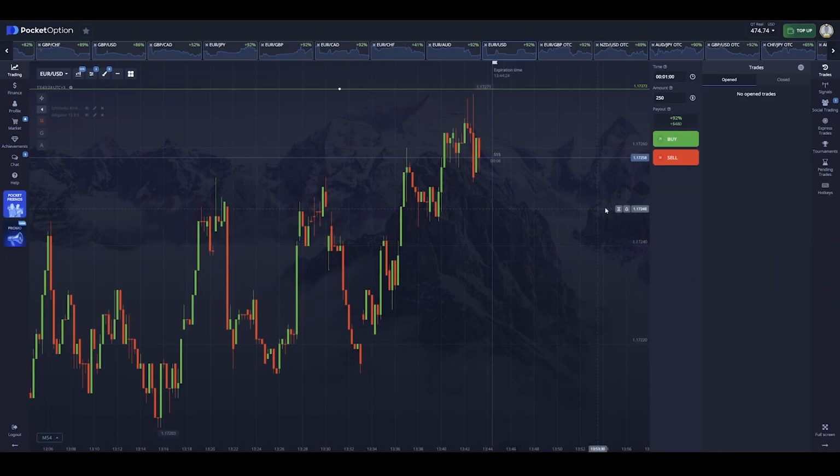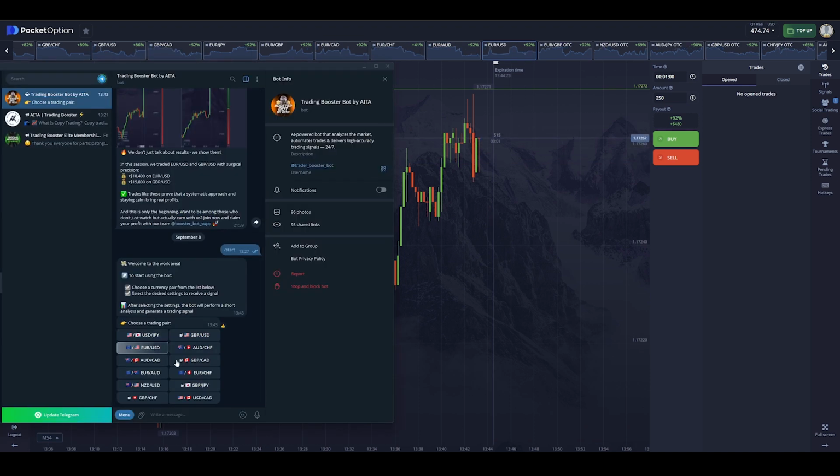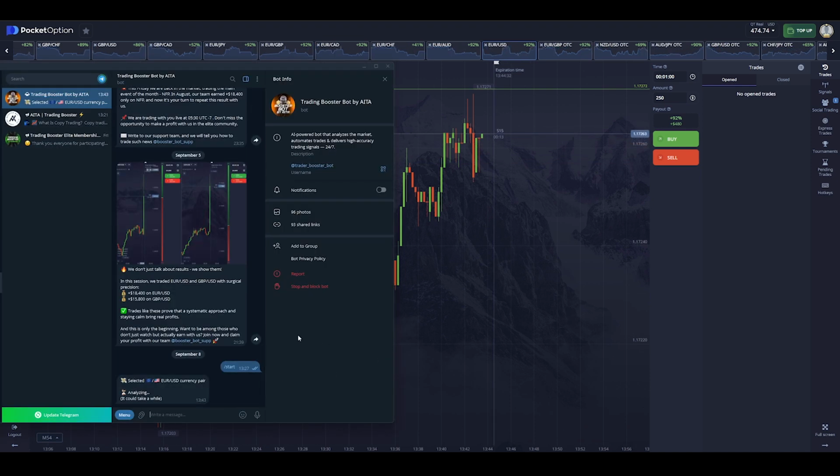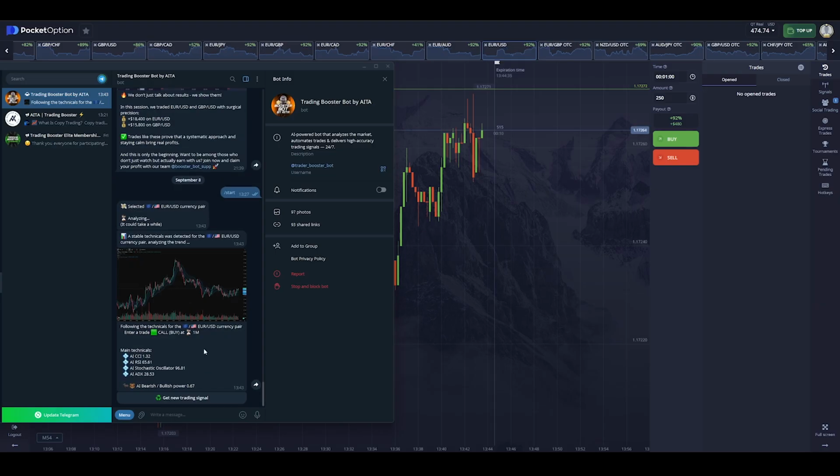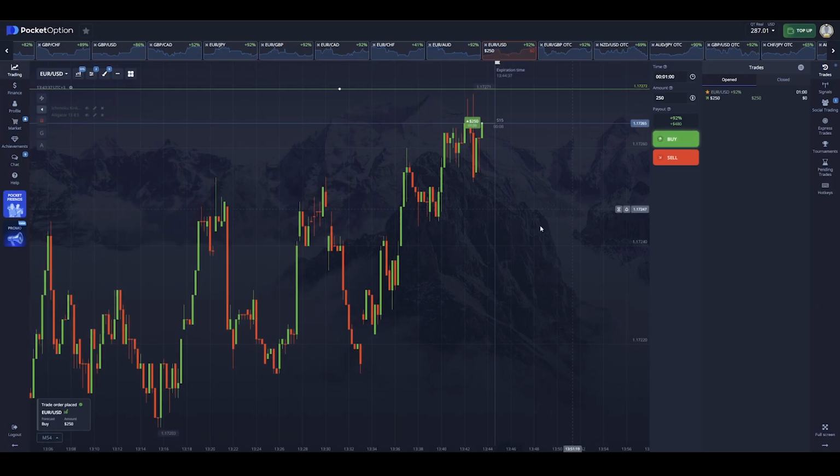Now I choose the currency pair Euro, $250 for one transaction. I select it in the booster bot as well, and now I choose the trade time, 1 minute. I get a buy signal, and right from here, I'll open a buy trade.